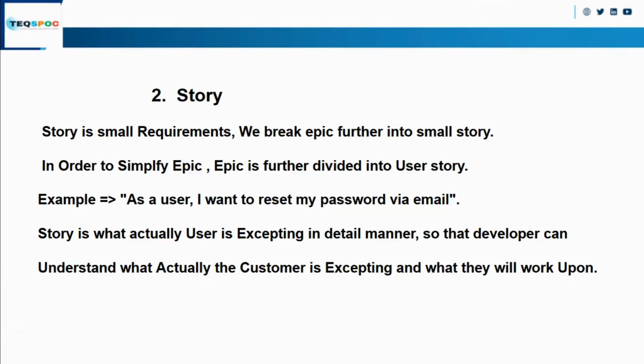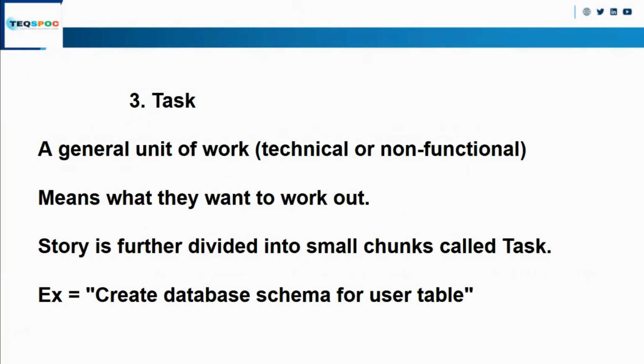So a story is what a user is expecting, in a detailed manner, so that a developer can understand what the customer is expecting and what they will work upon. Basically, a user story is written in such a format that a developer, on reading it, can understand, oh, this is the thing I have to develop. Like, as a developer, I have to create a form so that I can save the user detail. Now further the user story will be divided into tasks and subtasks.